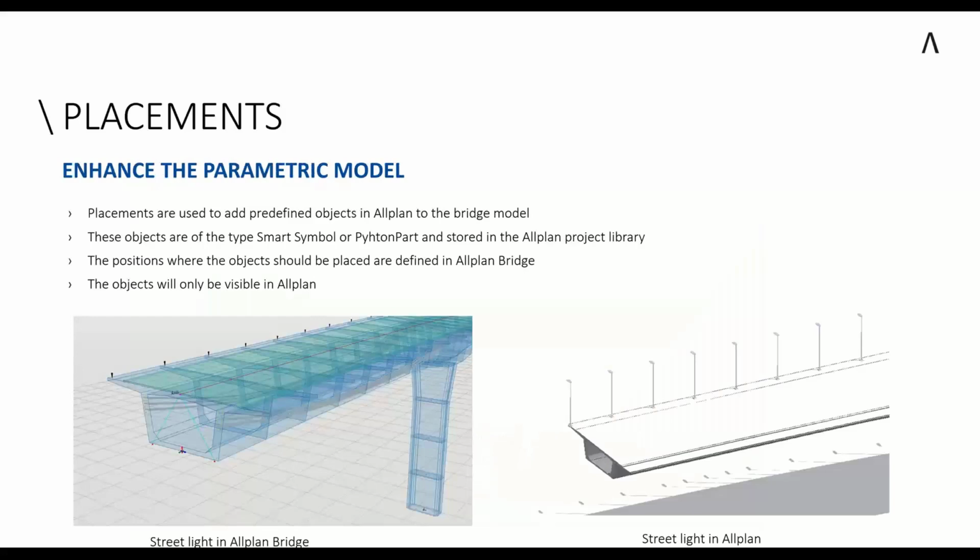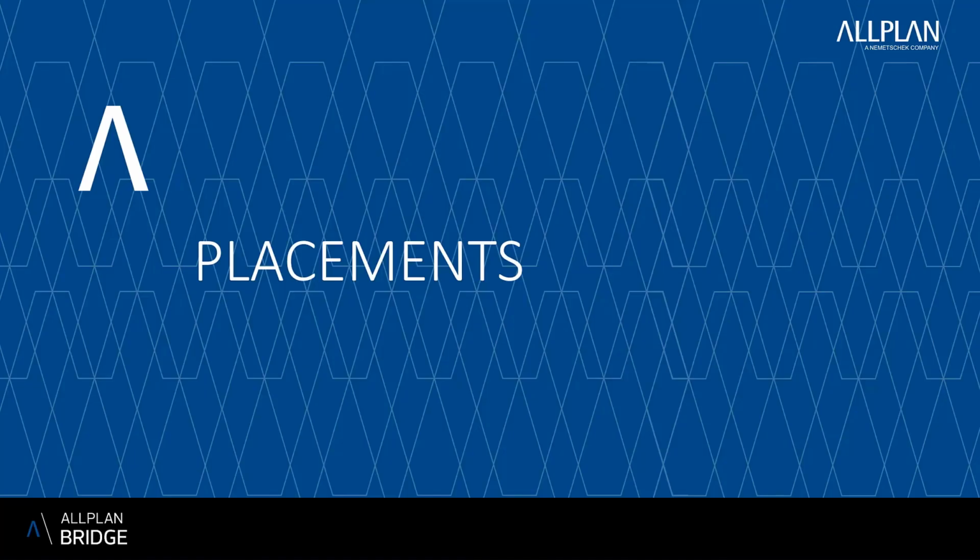And actually, we have two types of objects that we can use for this. The first one are the smart symbols, and now new in the April version, it's also the PythonPart, and this is a more special part, and this will be now the part of my colleague. So I would like to hand over to Moel to show us the new functionalities of the PythonParts. Thank you, Dieter. My name is Moel, and I will be speaking about the placement.